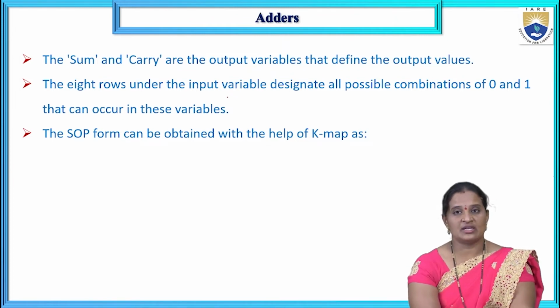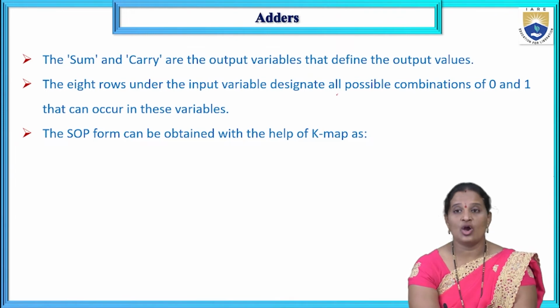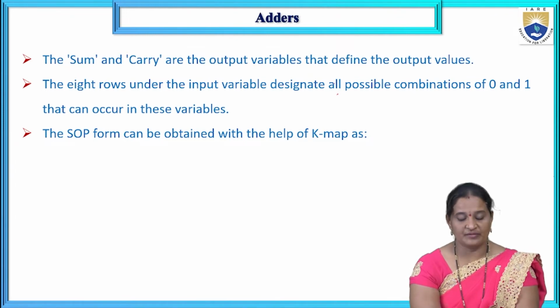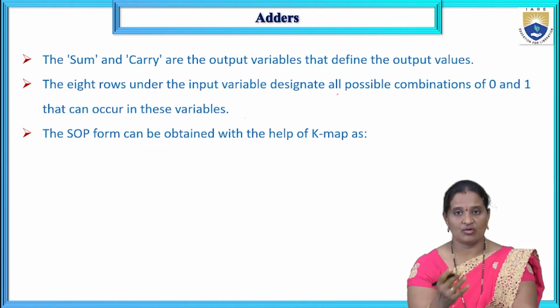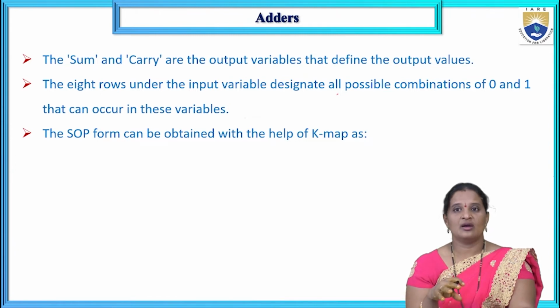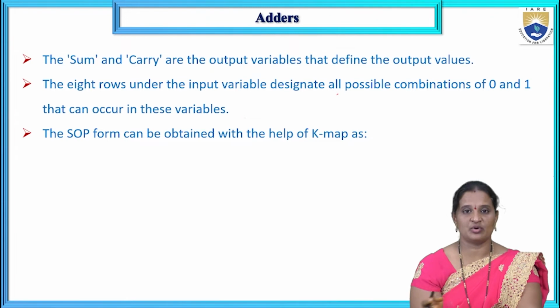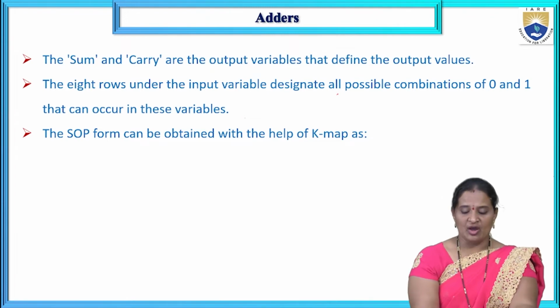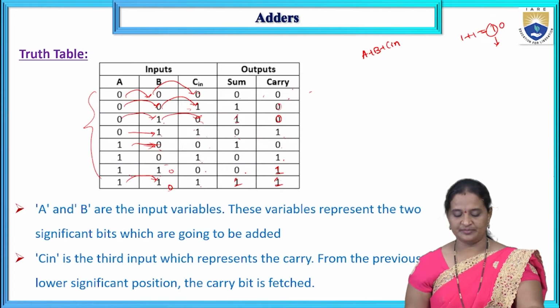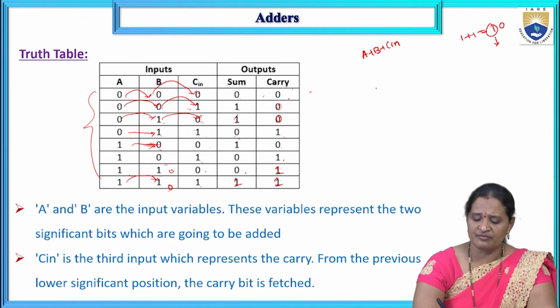The 8 rows under the input variables designate all possible combinations of 0 and 1 that can occur in these variables. So A, B, C are the input variables, and all the 8 values in rows represent the possible combinations of input. Now let us try to derive the equation for this. So now I am deriving.